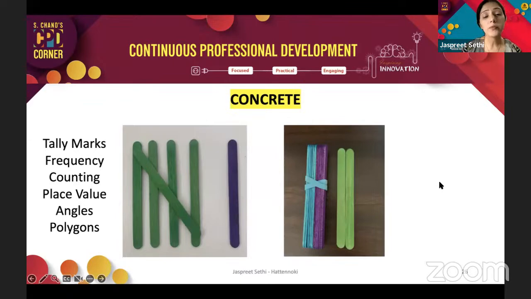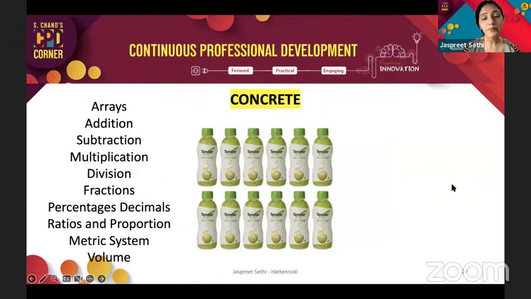I also use it in many other ways. I use my popsicle sticks to not just talk about counting and place value, but I also use them to teach angles, to teach the clock. I cut the stick and use it for the hour hand and minute hand. I use it to teach polygons. So a lot of building with popsicle sticks.